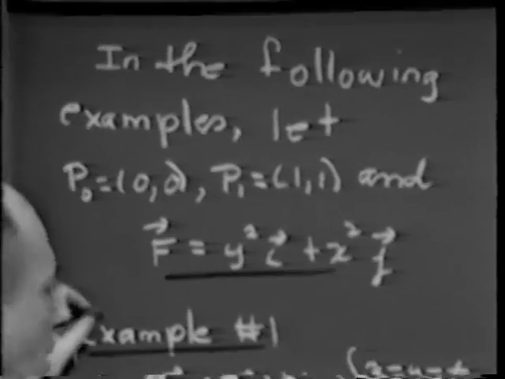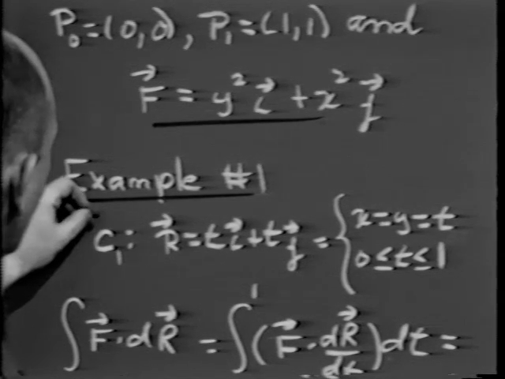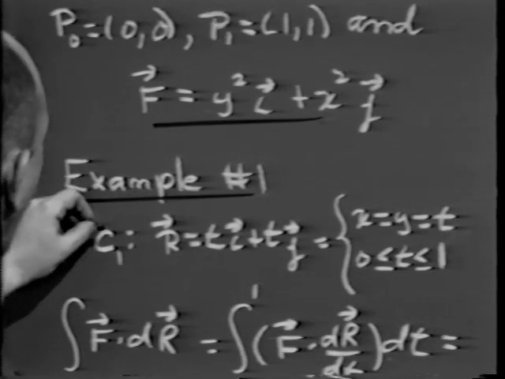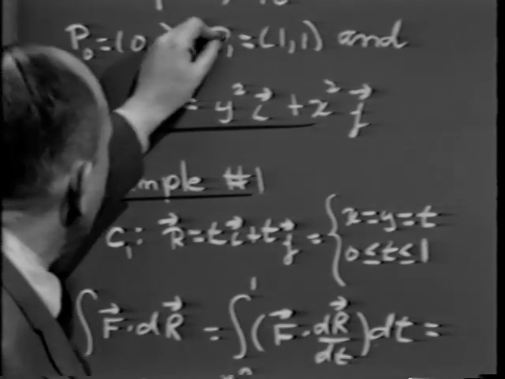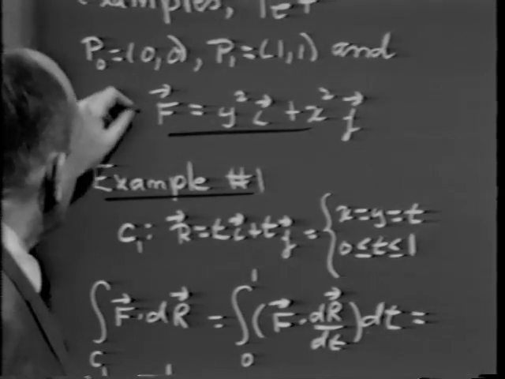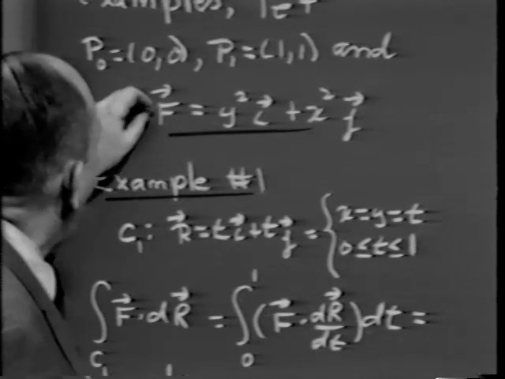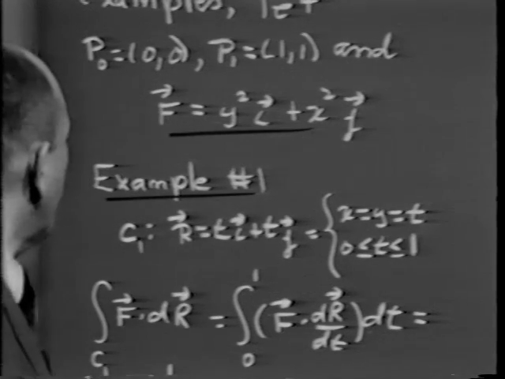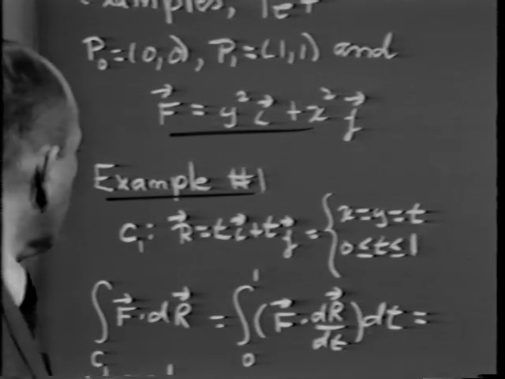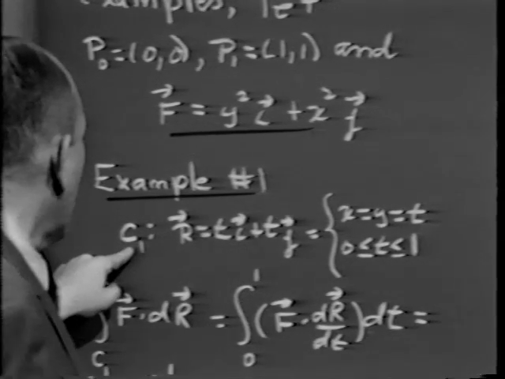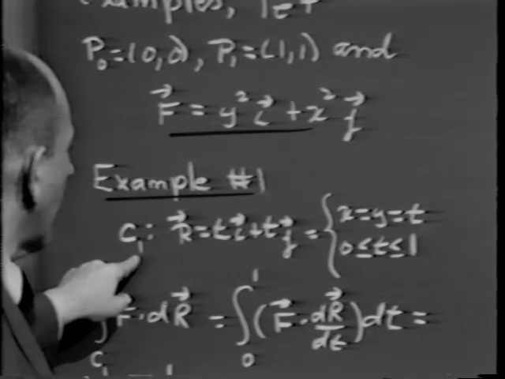Now, what we're going to do in the next 3 examples is simply compute the work done along 3 different curves that join the point P0 to P1, and the work done as a particle moves from P0 to P1 under the influence of this specific force. And as I say, just the curves that join P0 and P1 will be different. In the first example, the curve C1 is simply the straight line that joins 0, 0 to 1, 1.